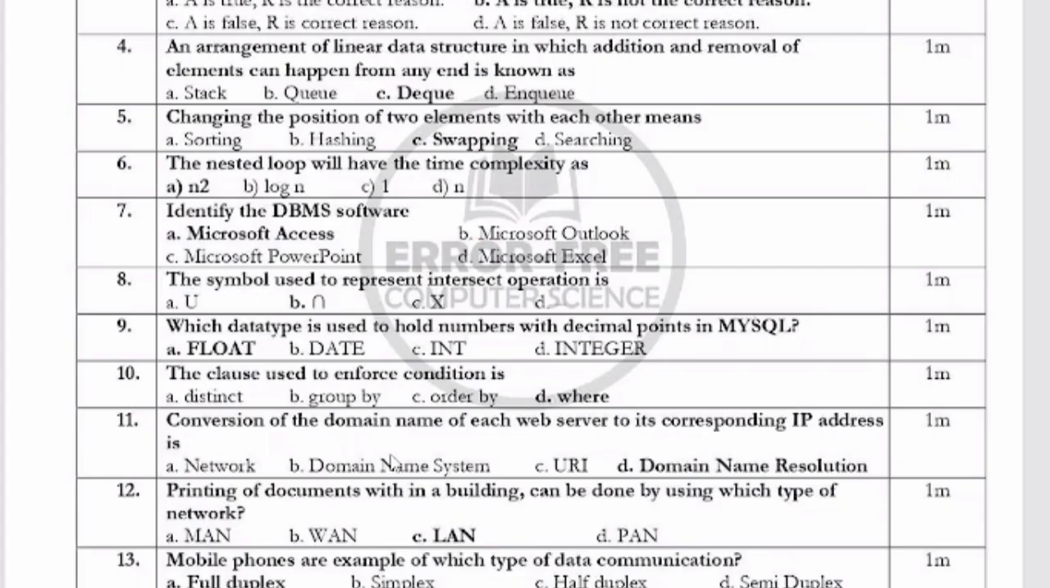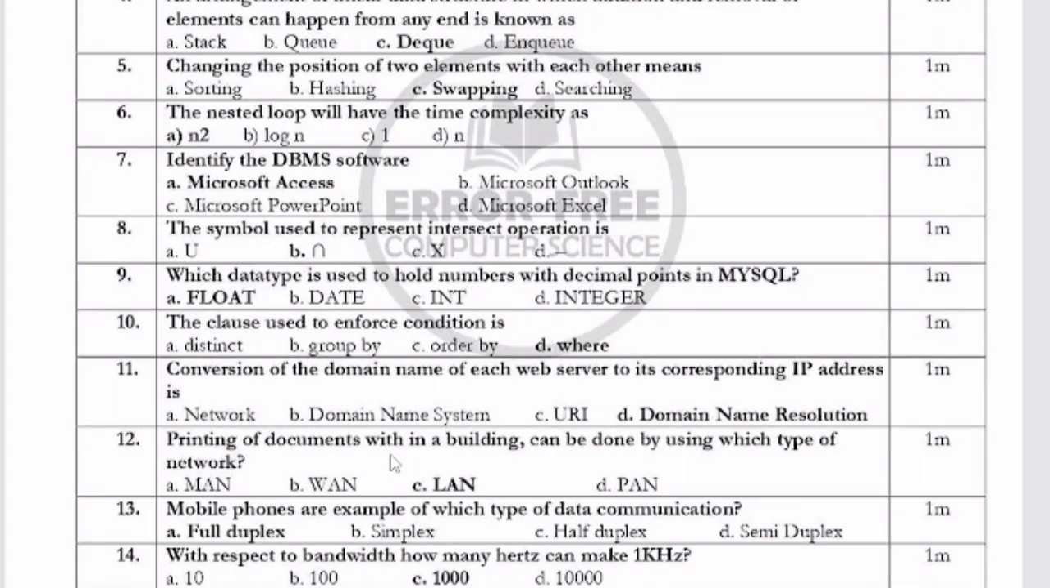Okay, next, identify the DBMS software. Microsoft Access, Microsoft Outlook, PowerPoint, Microsoft Excel. See, this is a very easy question, because PowerPoint, Outlook, Excel, these are all application software, and Microsoft Access is the database management system software. Eighth one, the symbol used to represent intersect operation. Already you know this intersect operation, that is nothing but C. C is the correct answer for the intersect operation.